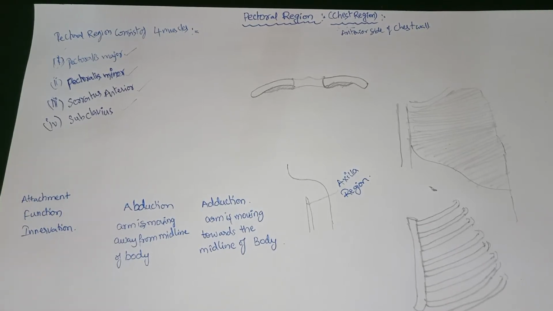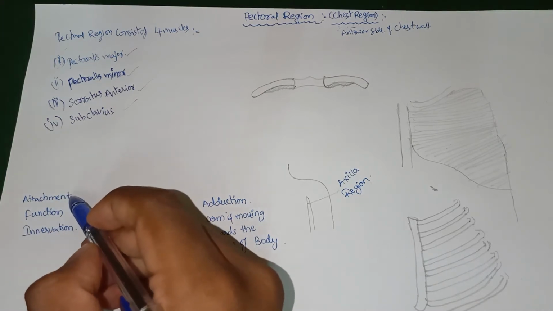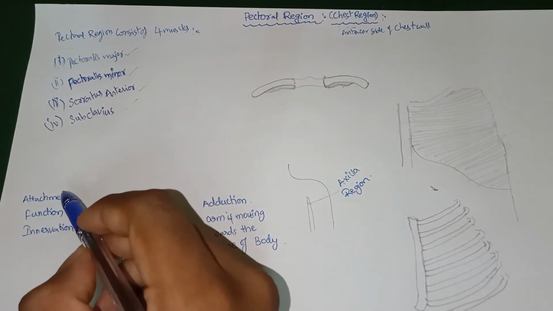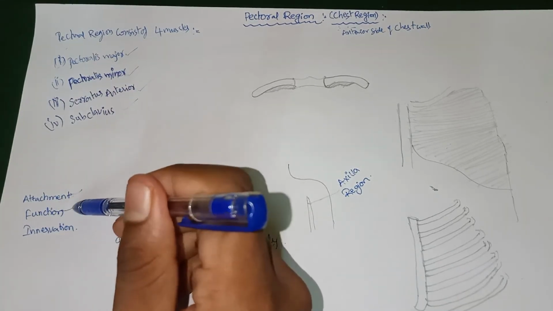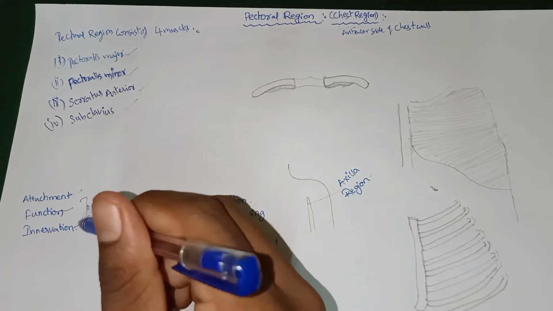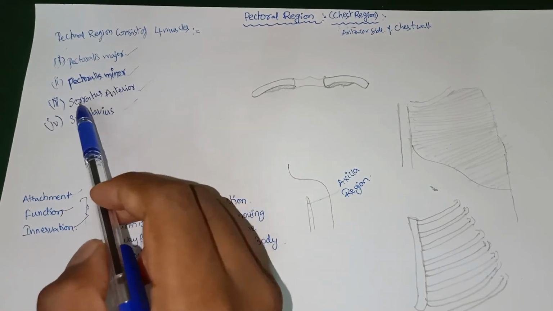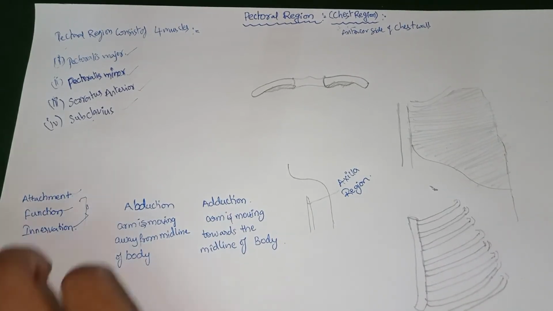In this session we shall look at the anatomy of the muscles of the pectoral region, their attachments, actions, functions and innervations. We are going to learn about each muscle's attachment, function and innervation. These 3 we are going to learn in this session.